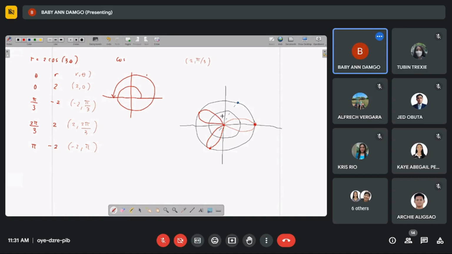Okay? Question? Class? Okay. So remember, first determine how many petals. Next is to determine where the tips are. So for example cosine 2 theta, you determine four. Okay?